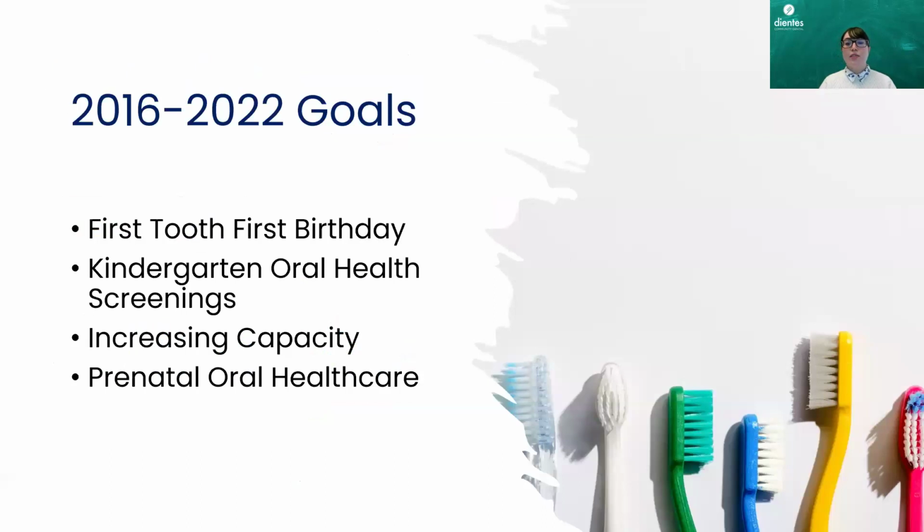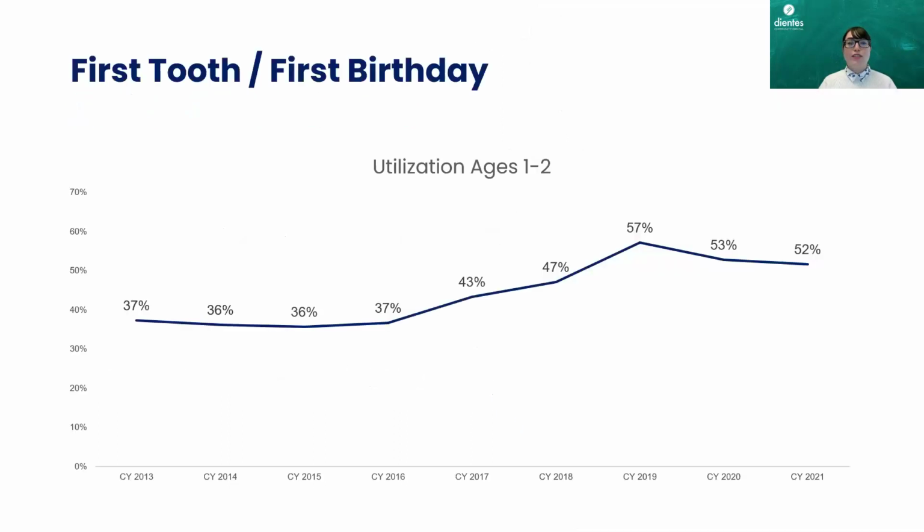So before I get into telling you how we were successful in building relationships, I wanted to share some data so you can see why we're qualified to even talk about this. So the initial plan that OHA came up with included 4 main focus areas: first tooth, first birthday visits, caries screenings, increasing capacity. This one also included not only dental capacity, but also having medical providers apply fluoride varnish. And then lastly, prenatal oral health care. So I want to go over just a few data points so you can see how our partnership was successful.